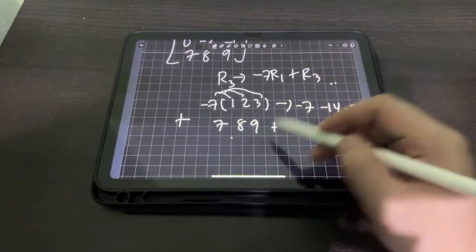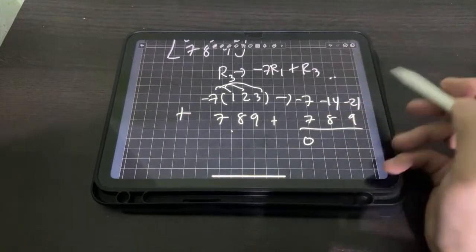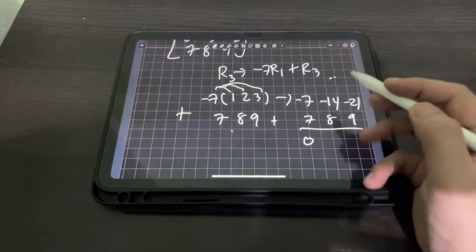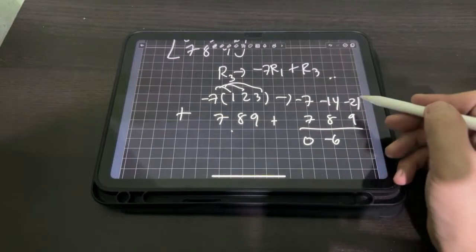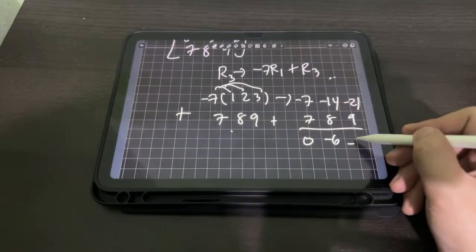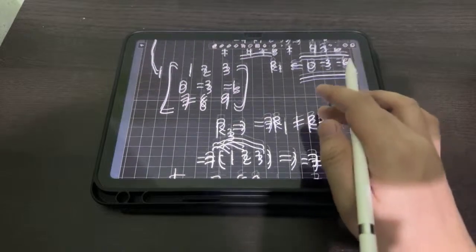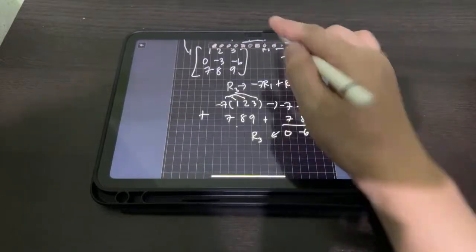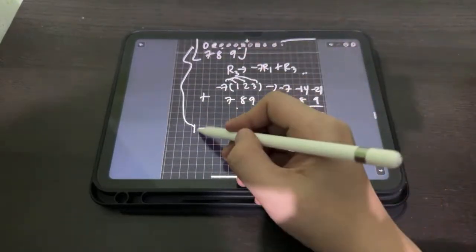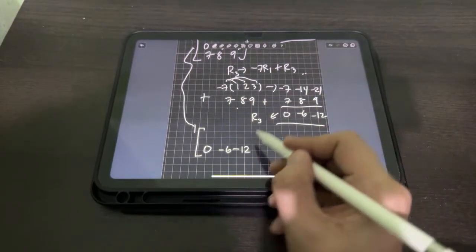Plus 7, 8, 9. Okay, so negative 7 plus 7, 0. Negative 14 plus 8, negative 6. Negative 21 plus 9, we have negative 12. So this will be the new entries in R3. So therefore, we have the new entries in R3: 0, negative 6, negative 12.